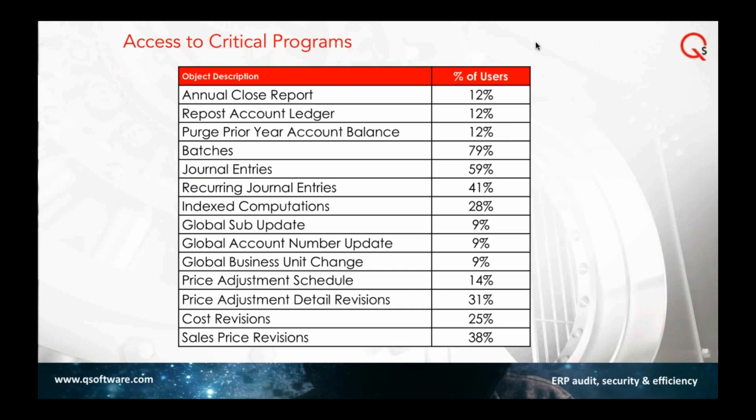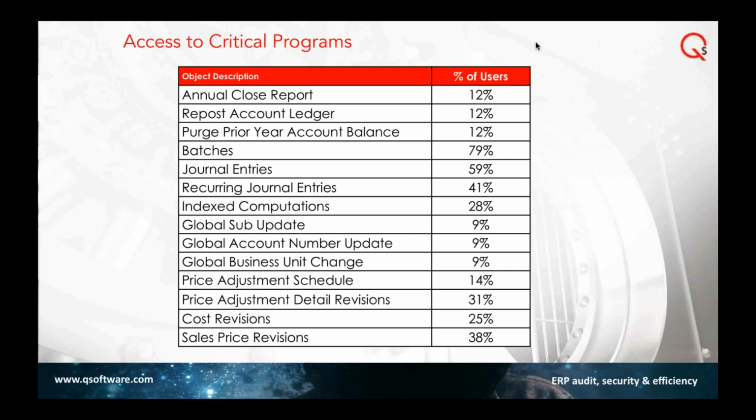Access to critical programs, same issue. All right? Do you know, Mr. Customer, who can actually access the sales price revisions program? Once more in this example, same company, 38% of the 500 users could change sales price.